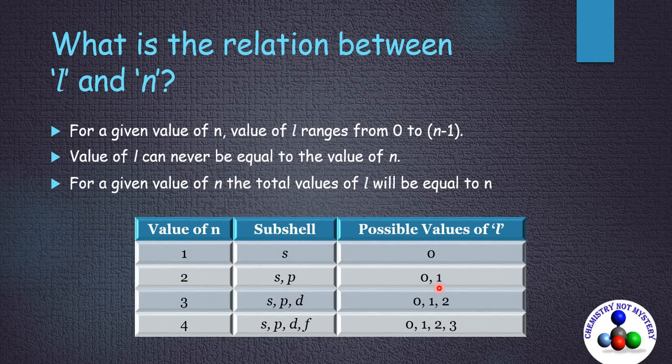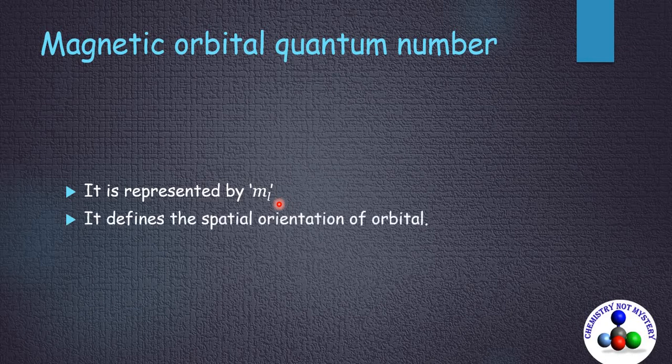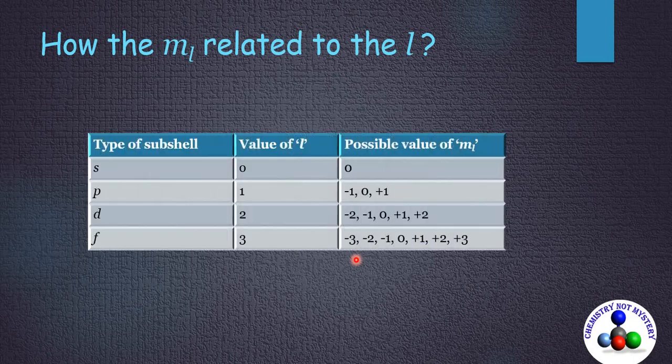Now come to the third quantum number, the magnetic orbital quantum number. It is represented by m sub l. It defines the spatial orientation of the orbital. Its value depends on the value of l, that is the azimuthal quantum number. The value of m sub l ranges from minus l to plus l.